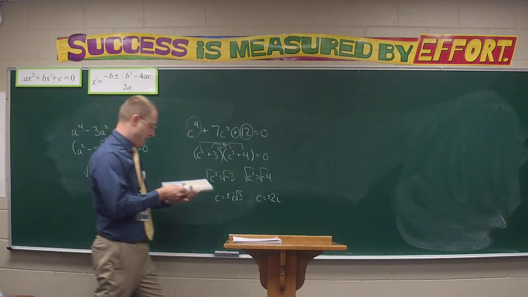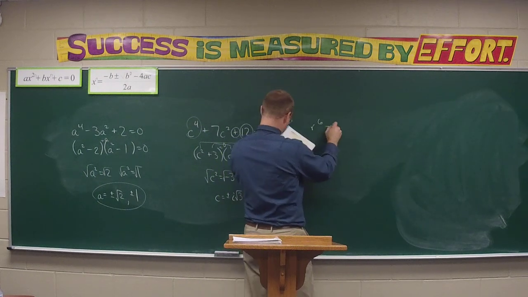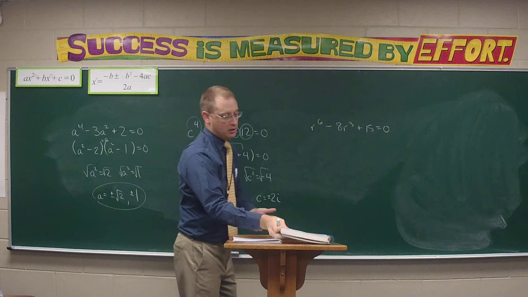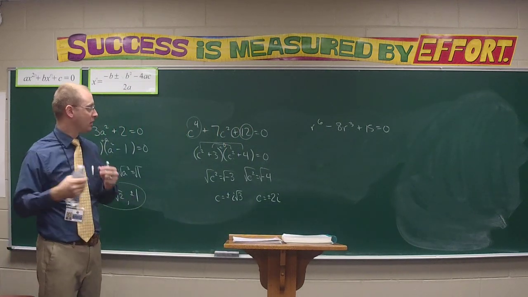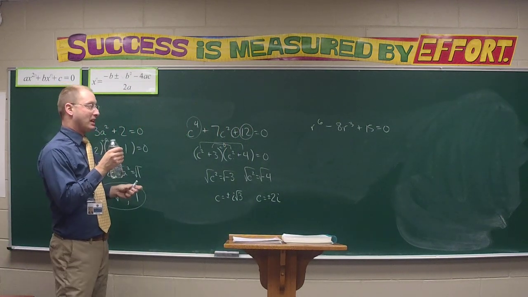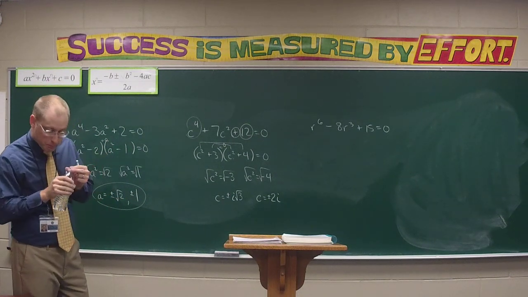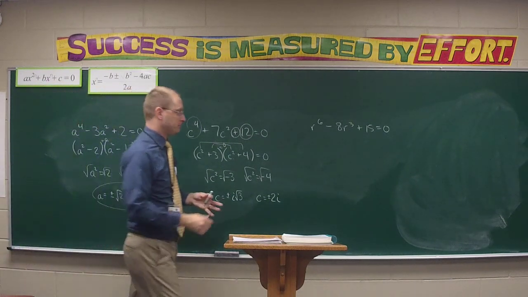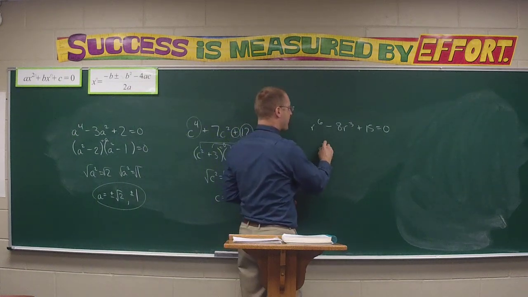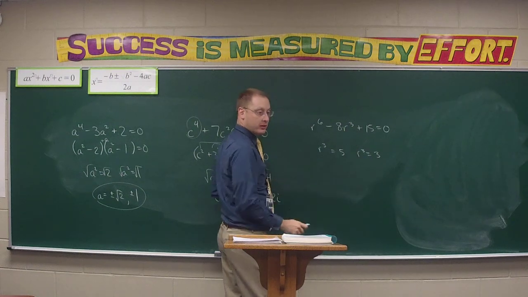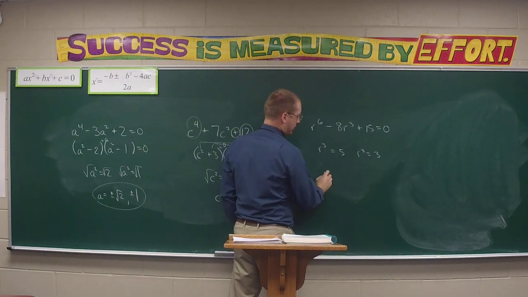Well, let's go to number 3, and we got r to the 6th, negative 8r cubed, positive 15 equals 0, Maddie. Good, r cubed minus 5, r cubed minus 3. Then turn those into 2 little equations. There we go. And then, when we get to that point, we have to do what? And that gives us what?